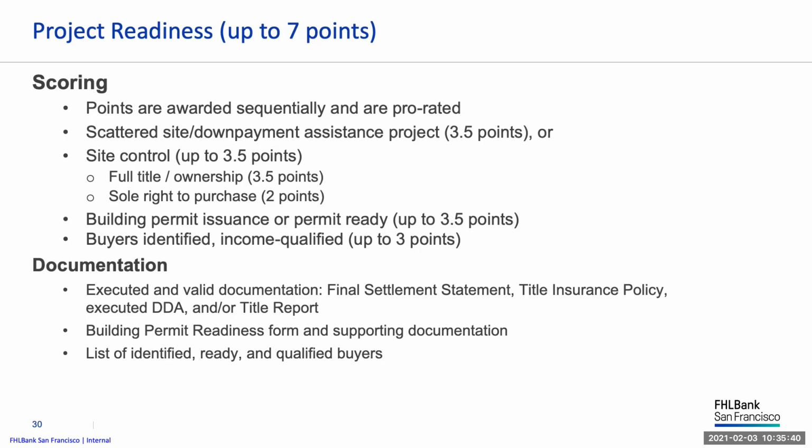2 points are awarded for partial site control. This would be evidenced by an executed purchase agreement, option to purchase agreement, or exclusive negotiating agreement. Again, documentation must be submitted in order to receive points. For all projects, if a project only has partial site control, the project will not qualify for permit readiness points, as I stated earlier. The sponsor must have the ability to develop the site by either having ownership or full control of the site prior to getting points for having those building permits.